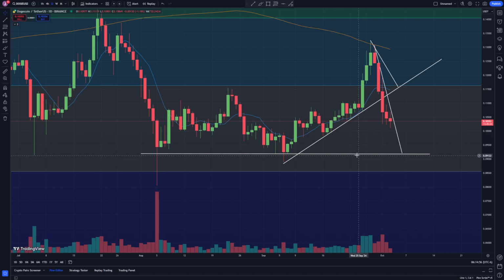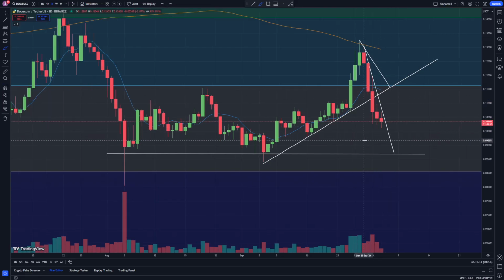Let's take a look at what's going on with Dogecoin today. Alright, so in my last video, I was talking about how we had this uptrend. We had support, support, support. We had an uptrend going like this. We broke that uptrend going to the downside right here. We broke it right here going down.